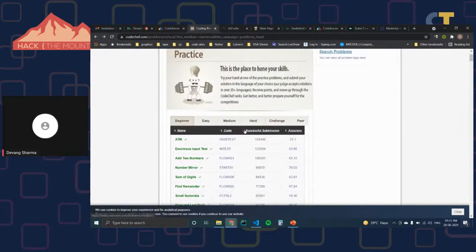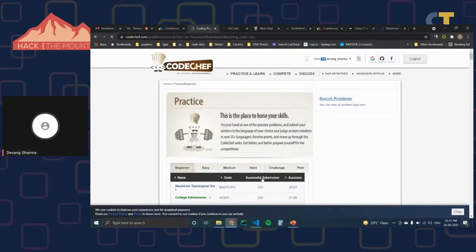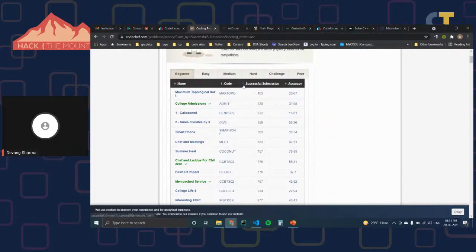Apart from this, there is a section on successful submissions and accuracy. You can sort these results on the basis of the number of successful submissions and the accuracy people are getting. If you sort on the basis of successful submissions, it is sorted in ascending order. You can see a slight arrow pointing upward, which means it is ascending sorting. For this you can just see the successful submissions.